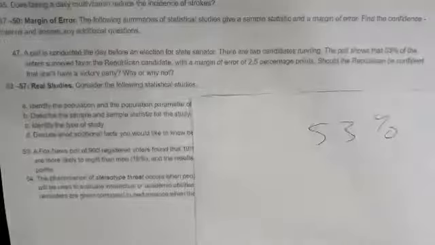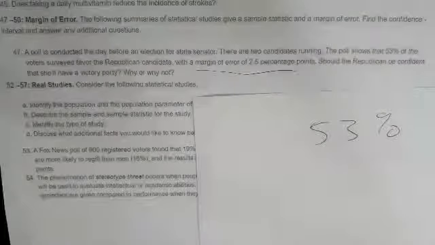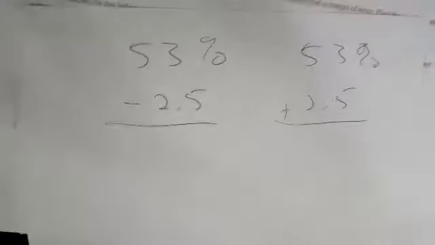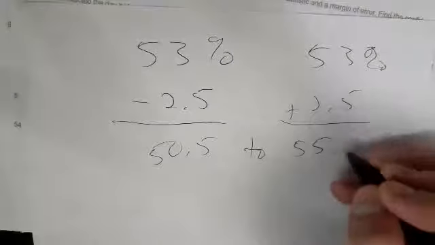If I have 53%, what am I doing with this? I know my margin of error is 2.5%. So would you subtract 2.5 and then do it again plus 2.5? Yep, so I want to subtract 2.5 and I want to add 2.5. So I'm doing it either way on that. What's that? 53 minus 2.5 is going to give me what? 50.5? And 55.5, I believe, is what we're doing.